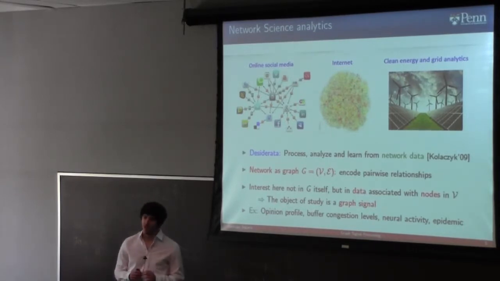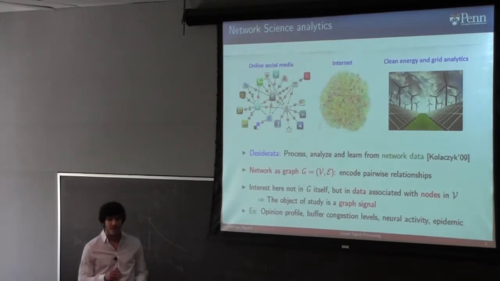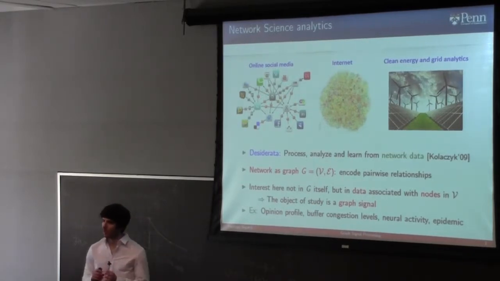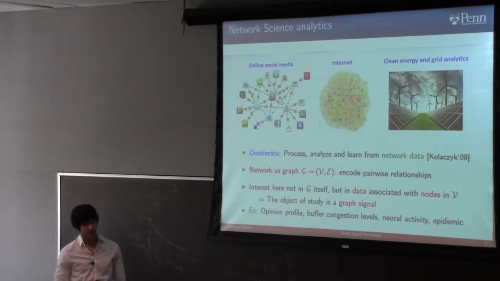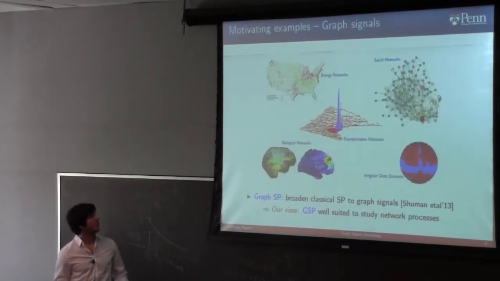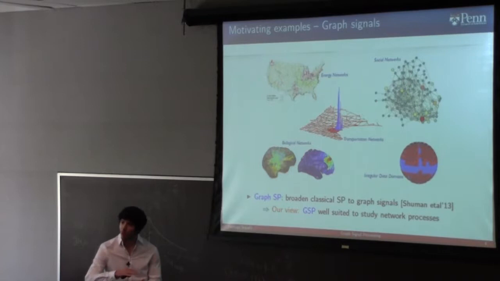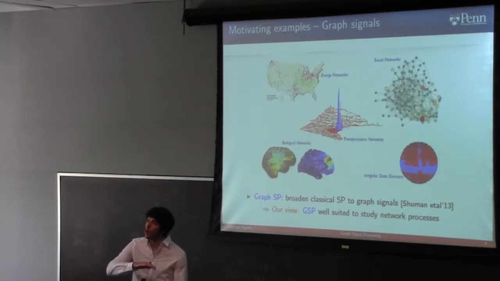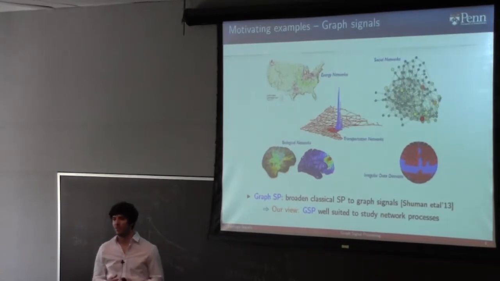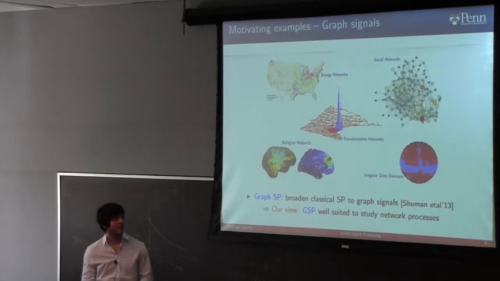And in this talk, our interest won't be in analyzing the graphs, but rather data associated to the graph. And we call that data a graph signal. For example, we can have a social network, that will be the underlying graph, and we have an opinion profile on top of this graph. So the opinion profile would be the signal, which is our element of interest here.